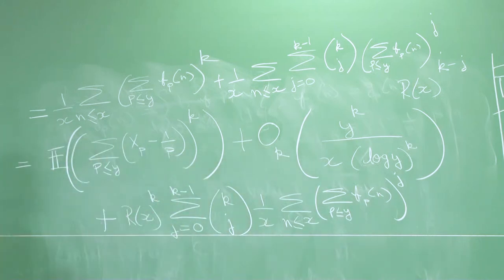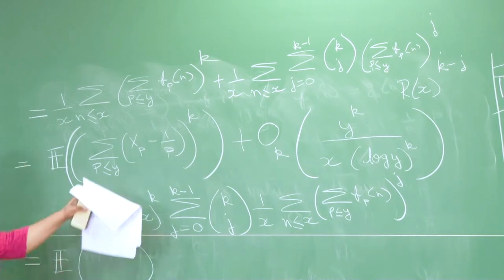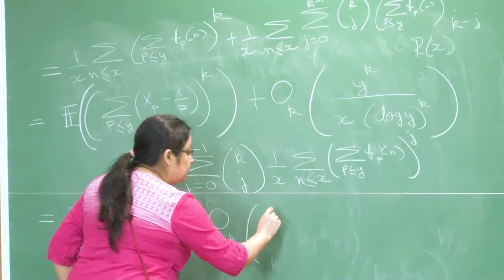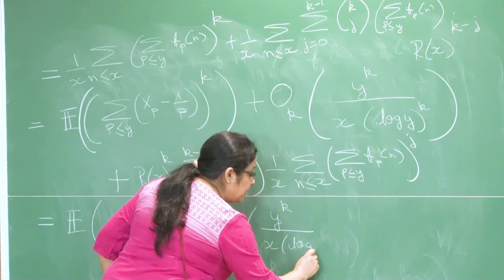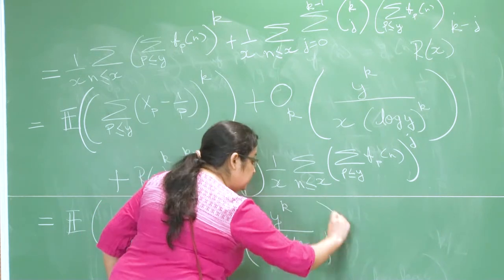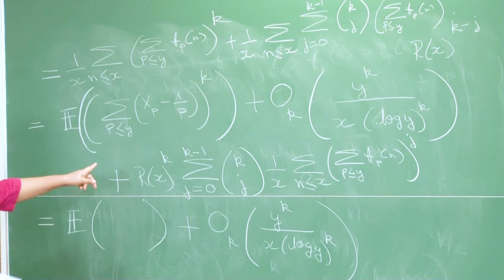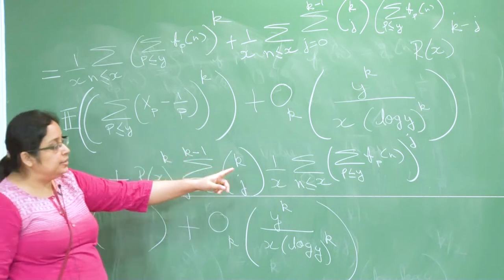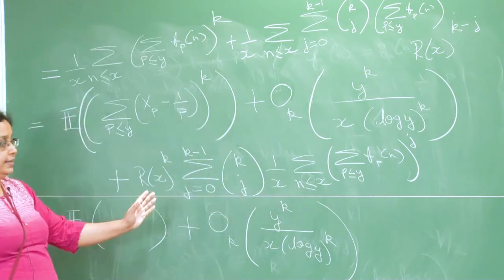All right. So, what happens here is, I leave the expected value part as it is, plus you have O sub k of y raised to the k over x times log y raised to the k. And here now what I do is, as j runs from 0 to k minus 1, what is the absolute maximum of this term? I'll consider that and take that out.